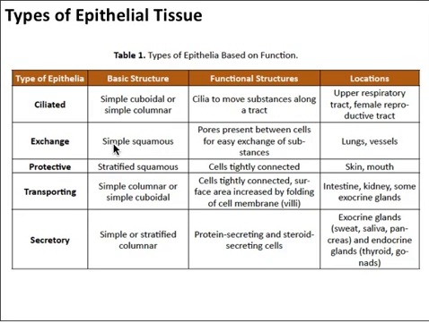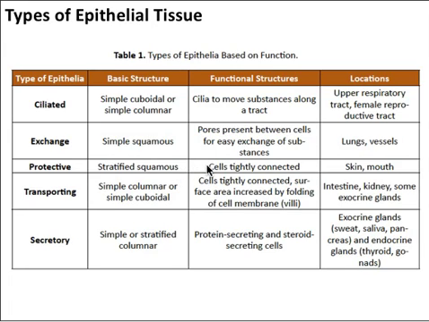Exchange epithelia. Shape, simple squamous. Pores present between the cells allow for easy exchange of substances. Where do we find this tissue type? Lungs, and lining the capillaries. Okay. Again, form follows function here. So the reason for a simple tissue type is to allow easy diffusion from one side of the tissue layer to the other. If this tissue were any other shape, or if it were stratified, that transport mechanism would be inhibited.